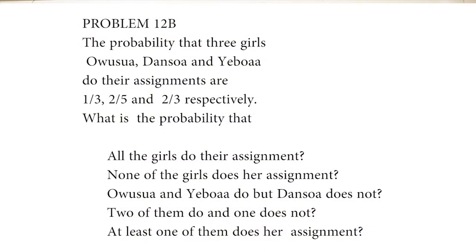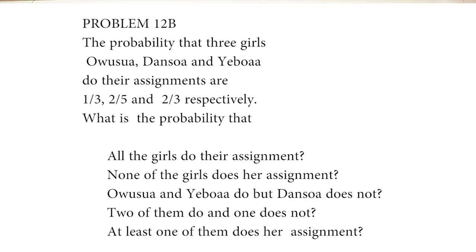Okay. Now, a similar question is problem 12b. Similar one. The probability that 3 girls, Owusu, Adansua, and Yeboah, do the assignment is 1 over 3, 2 over 5, and 2 over 3 respectively. What is the probability that all the girls do the assignment? None of them does her assignment. Owusu and Yeboah did, but Adansua does not. Then, at least one of them does her assignment. So this one, you have to try it yourself.